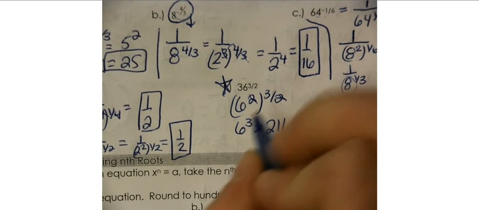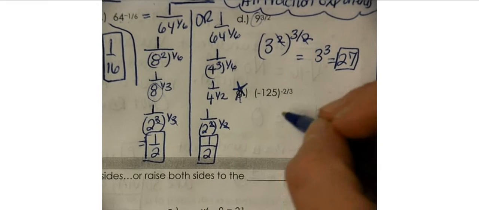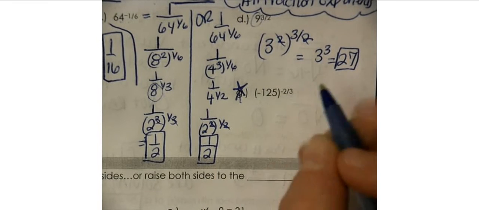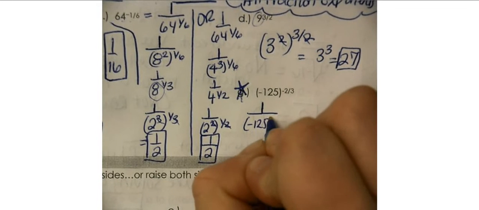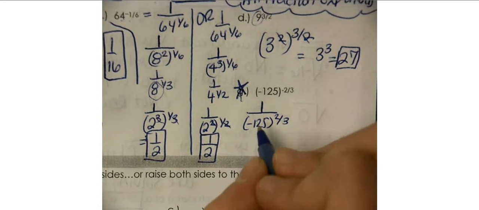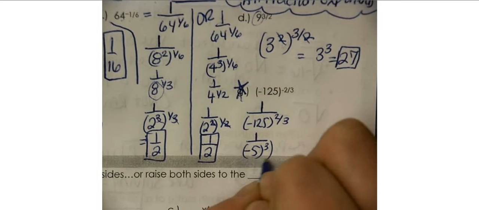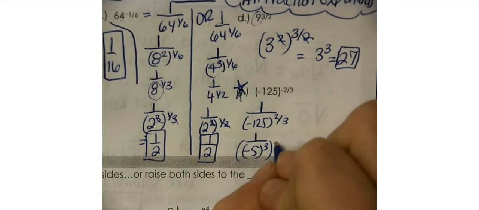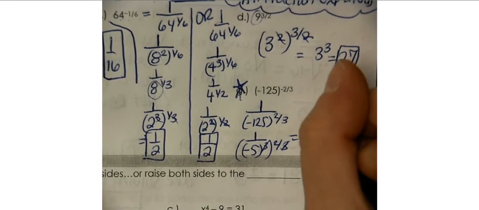And finally, we have letter G, which is negative 125 to the negative 2/3 power. So I'm going to rewrite this as 1 over negative 125 to the positive 2/3 power. I know that negative 125 is really negative 5 cubed, and I'm going to raise that to the 2/3 power. The 3's would eliminate, leaving me with 1 over negative 5 squared. Notice that I'm keeping the parentheses.